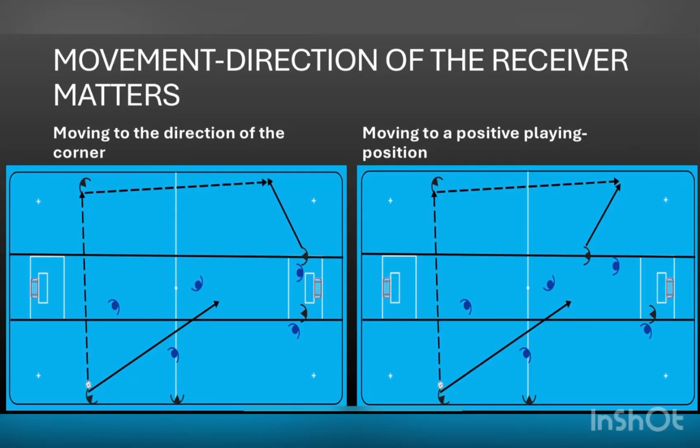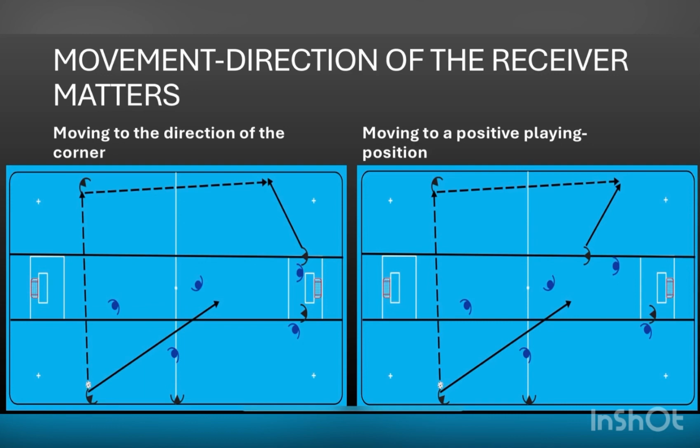And from this slide, we can see that the movement direction of the receiving player that receives the big pass to the deep areas is also a very important key factor. As you can see, on the left-hand side, we see an example where the player is moving with a counter movement towards the ball.